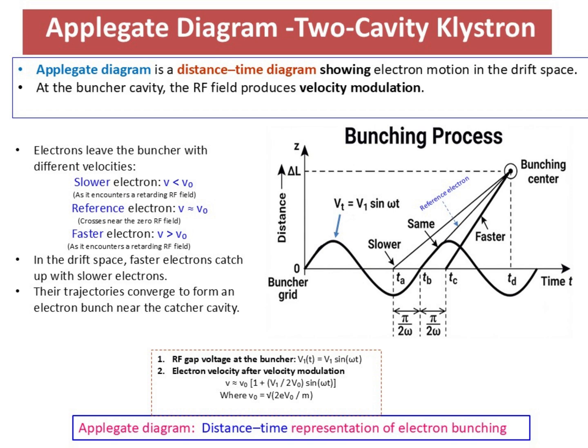The RF equation shown on the slide simply represents the sinusoidal RF voltage applied across the buncher gap. You can narrate it as the RF gap voltage varies sinusoidally with time. Because electrons cross the gap at different phases of this waveform, they receive different changes in velocity. The velocity modulation equation shows that the final electron velocity is slightly higher or lower than the original beam velocity, depending on the RF phase at which the electron crosses the gap. A good closing line for this slide is: different velocities, different trajectories, trajectory convergence, electron bunching.